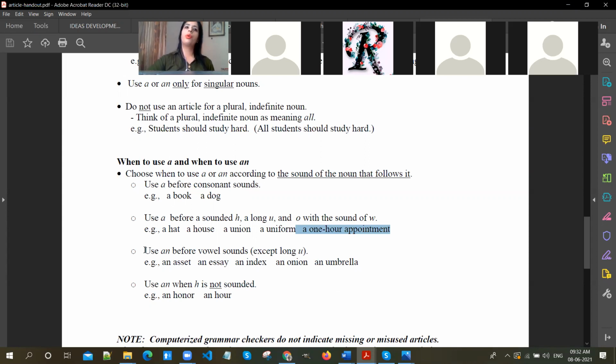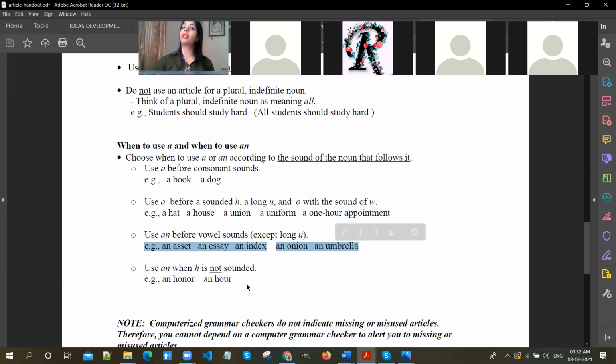Whereas use an before vowel sounds, for example, an asset, an essay, an index, AEIOU, an onion, an umbrella. Sometimes there are some words with which an is used, but when H is not sounded, right? Rahat, can you give an example? When H is silent, right? When H is silent in some words, you can use an.